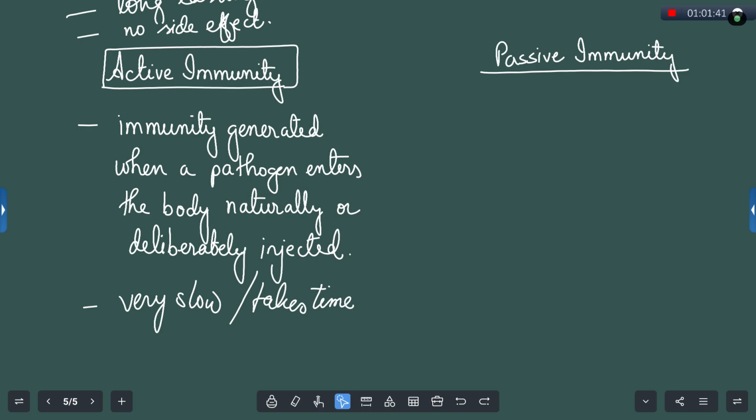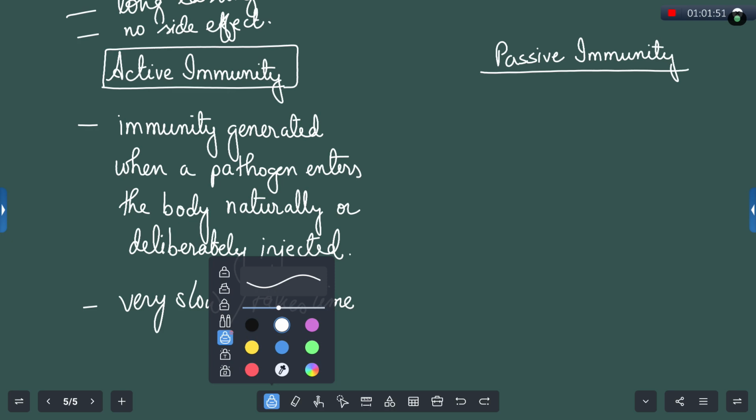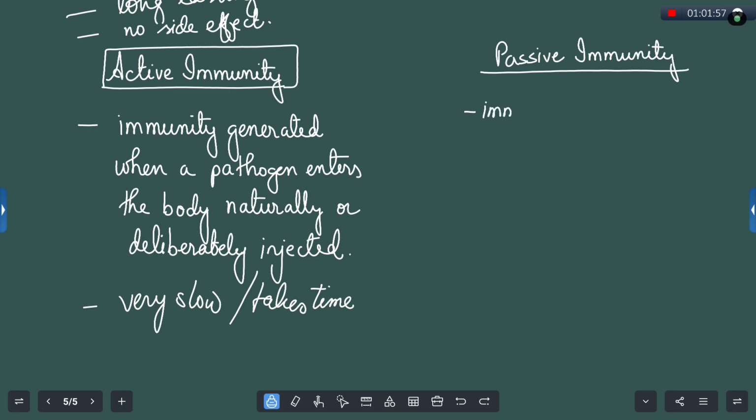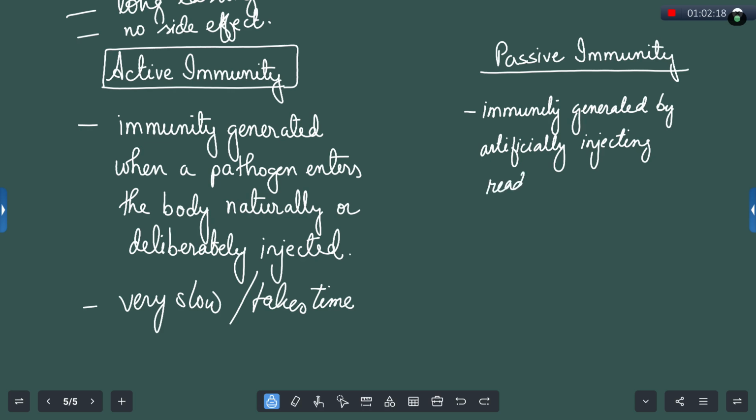Passive immunity is the immunity generated by artificially injecting ready-made antibodies.